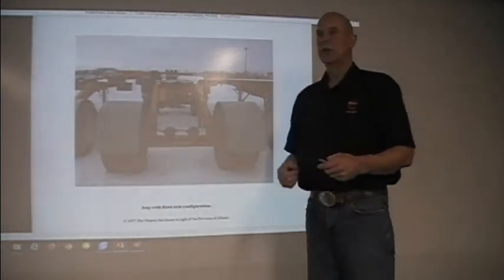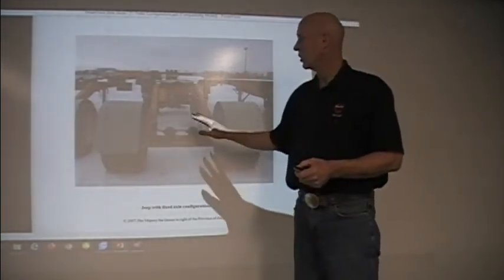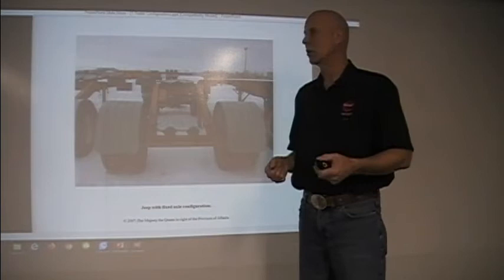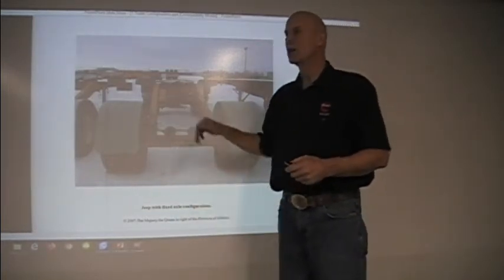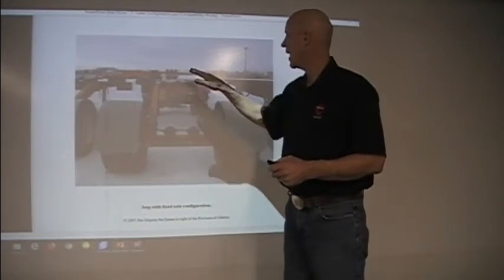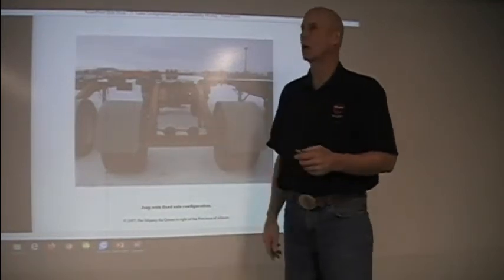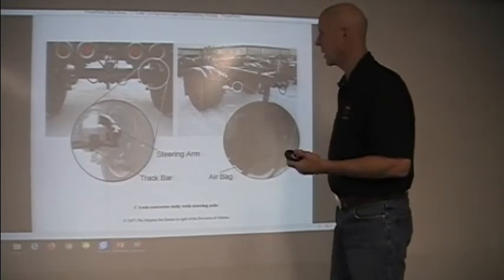Now when we get into some logging trailers, they'll use what's called a Jeep, and again, it's to help distribute the load. So this will hook onto the fifth wheel of the truck, and we could have a logging deck on top of this, or a set of bunks.